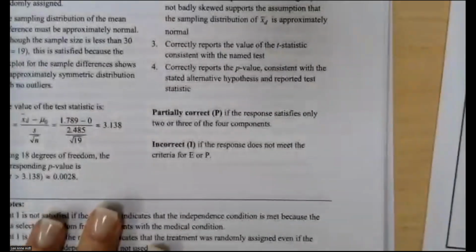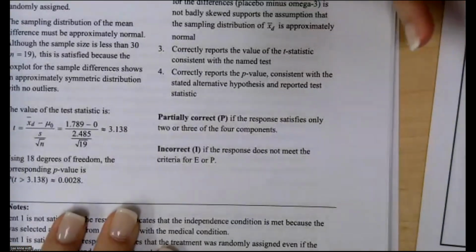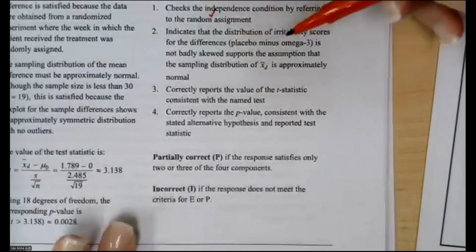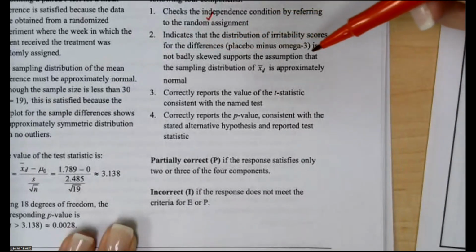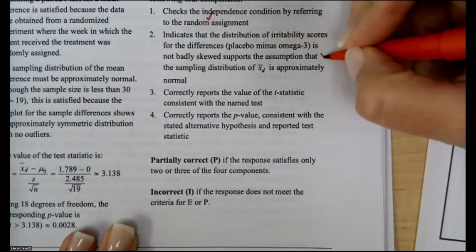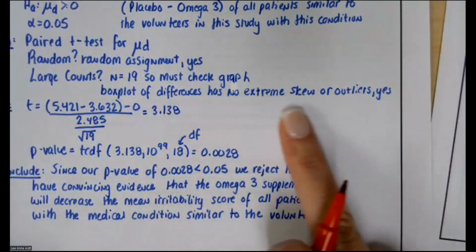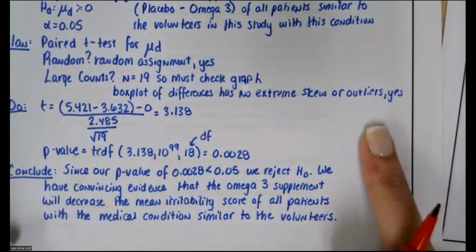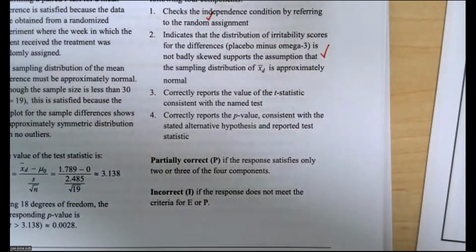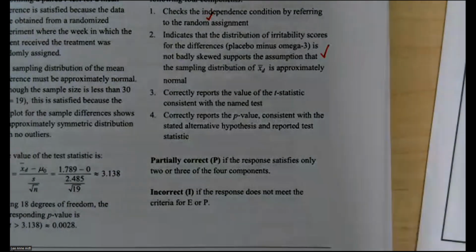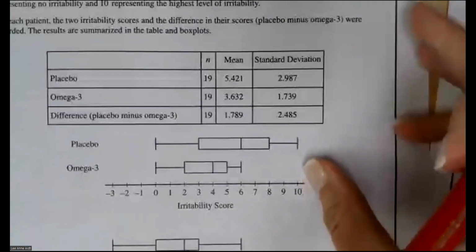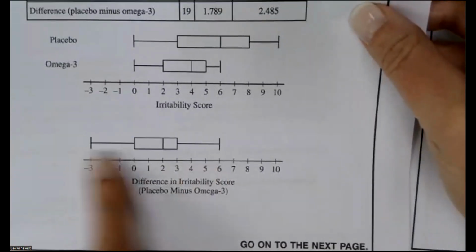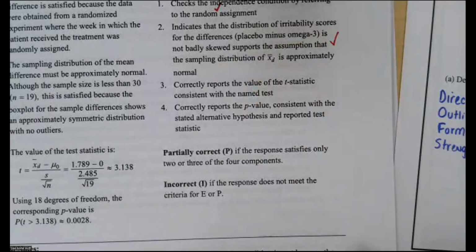Indicates that the distribution of irritability scores for the differences is not badly skewed. So that's your large counts condition right there. So I said box plot of differences has no extreme skew or outliers. And remember with these, it's super important that you are looking at the box plot of the differences, not the other 2. It's just this one.